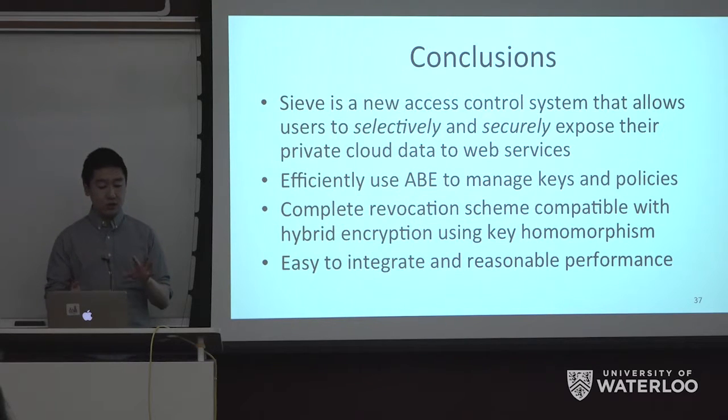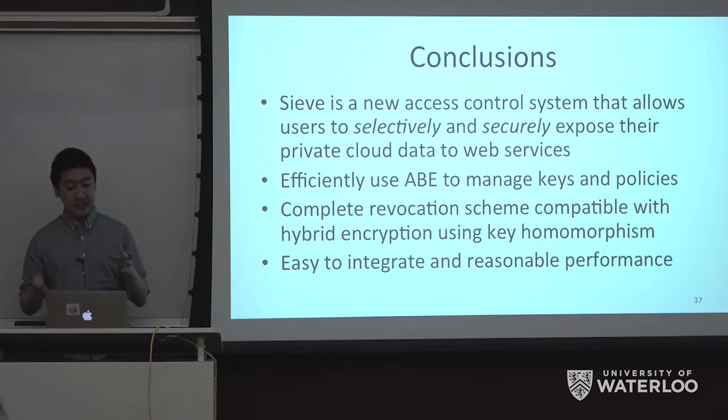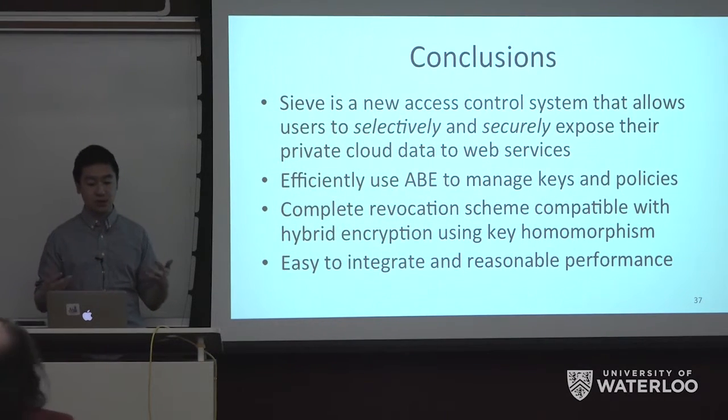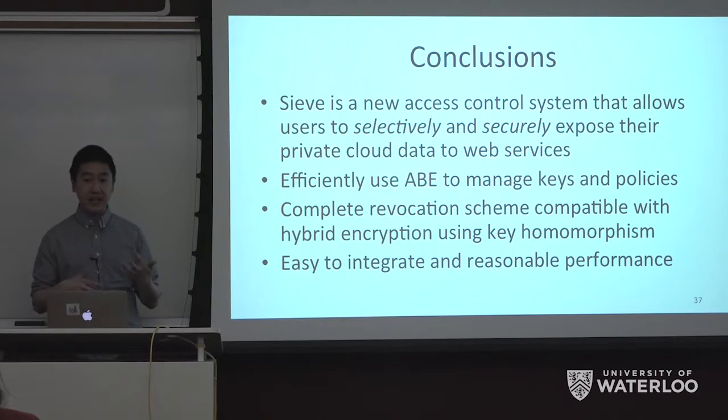To conclude, today I presented Sieve, a new access control system that allows users to selectively and securely expose their private cloud data to web services. We efficiently use ABE to manage keys and policies. There's a complete revocation scheme that's compatible with hybrid encryption using key homomorphism. And it is easy to integrate and has reasonable performance. I'm open to any questions.